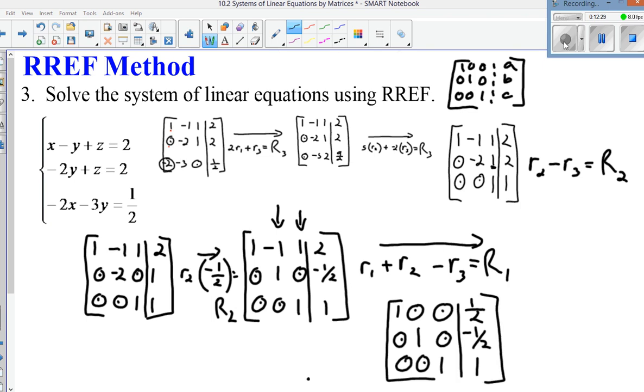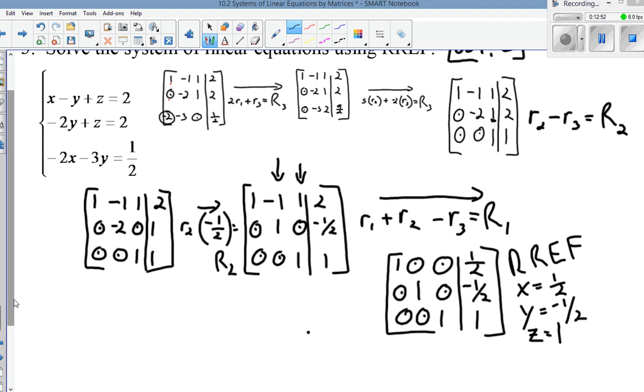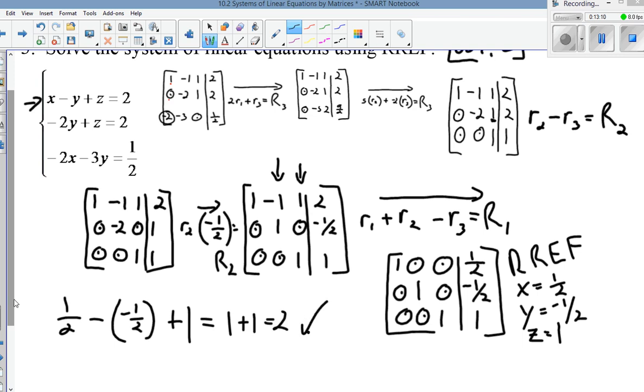And this is my reduced row echelon form. What's nice about this, I can see that x is equal to 1/2, y is equal to -1/2, and z is equal to 1. Might be nice just to verify. Let's just try it on the first one. So I substitute in x, y, and z into this equation. I'm going to get 1/2 minus -1/2 plus 1 is equal to 1 plus 1, which is equal to 2. Verified that solution.